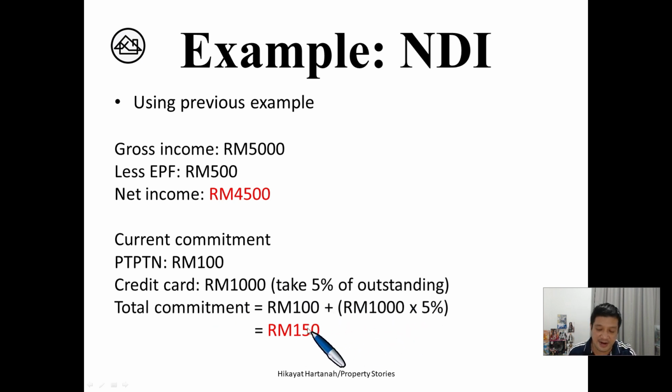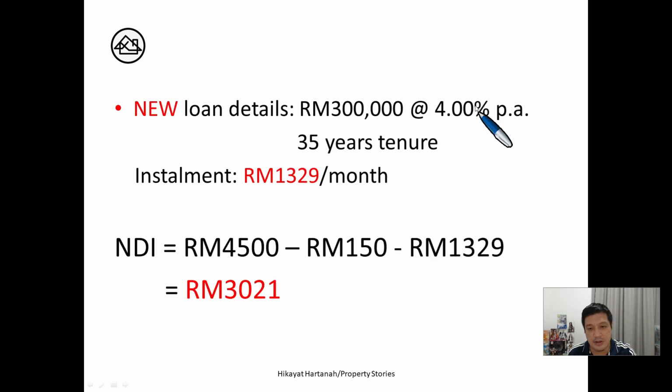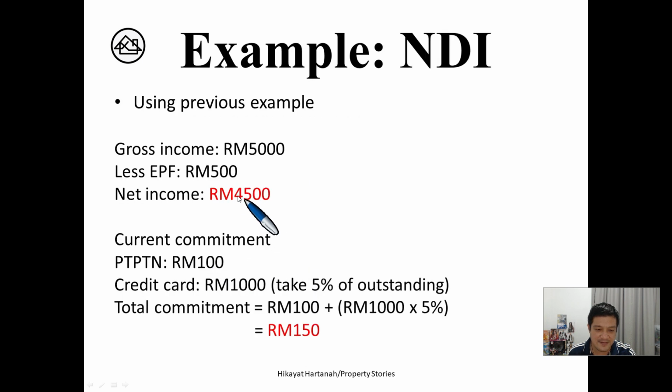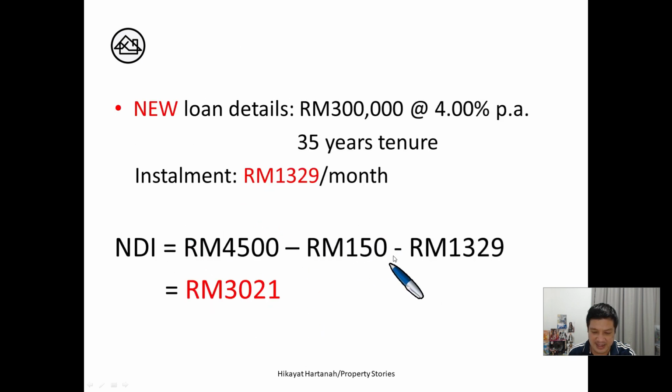So it's 150, correct? Then you see how to calculate. New loan details are the same. Everything is the same, we're at the same case. So what's the NDI of this applicant? The net disposable income of this applicant. You take the net income, just now 4,500, right? You minus the 150, the previous commitment, and minus the new loan. So what's the balance? You get this 3,021 here.